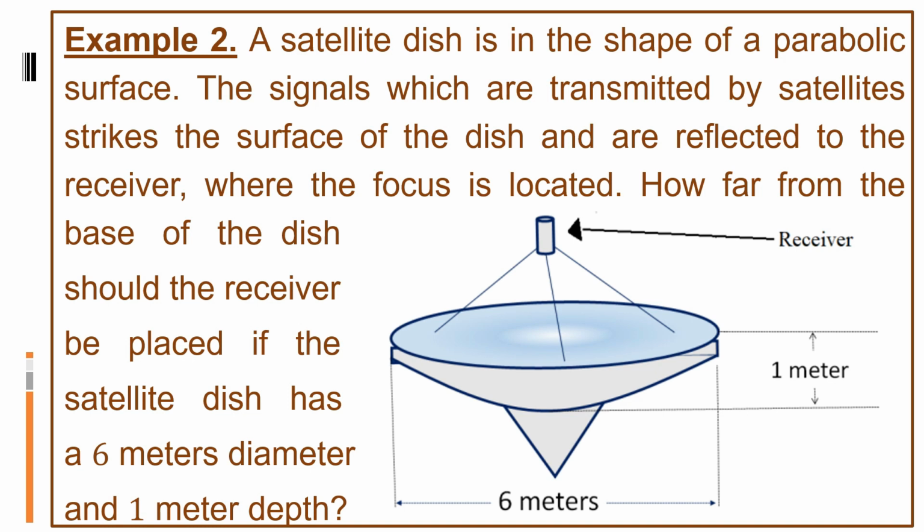A satellite dish is in the shape of a parabolic surface. The signals, which are transmitted by satellites, strike the surface of the dish and are reflected to the receiver. So it hits the dish, then it reflects to the receiver. So, the receiver is placed on the focus. How far from the base of the dish should the receiver be placed if the satellite dish has a 6-meter diameter and 1 meter depth? So, this is just the dish that is being referred to. The pointed part is not included.